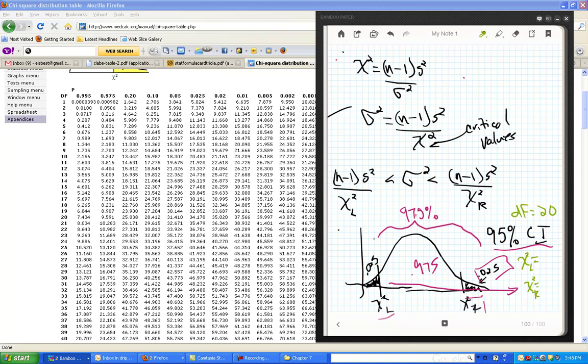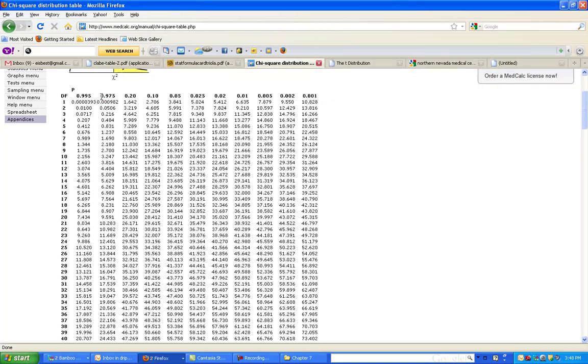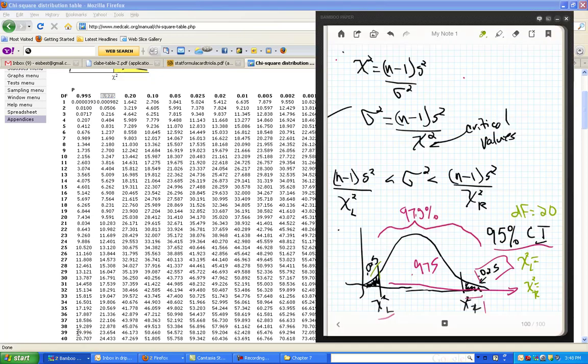So let's see. If it's 95%, that means that if my chi-squared left is going to have an area, this tail over here is going to be 0.025 to the left. But I want everything to the right, which is 0.975. But looky here. Right here it says 0.975. So I go down, what did I say my degrees of freedom were? It was 20, wasn't it? Degrees of freedom are 20. So the value on the left is going to be 9.591.